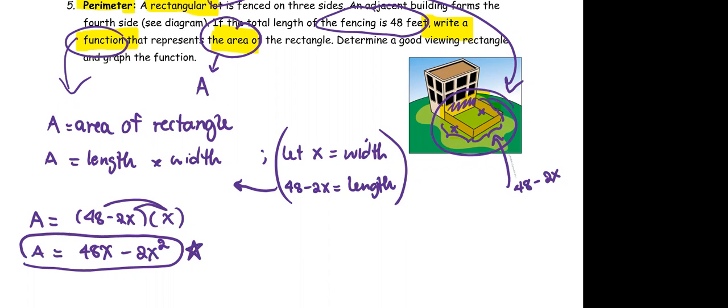This part is done. But for the later part that I told you not to worry about for a moment, we're going to determine a good viewing rectangle and graph the function. From this one, you can see x can be adjusted, depending on the dimension that you want it to be. For the graph of 48x minus 2x squared, as you notice, you have the power 2. You could suspect the graph is going to be a parabola, and it's upside down because you have the negative sign. So we expect a graph that looks like that.